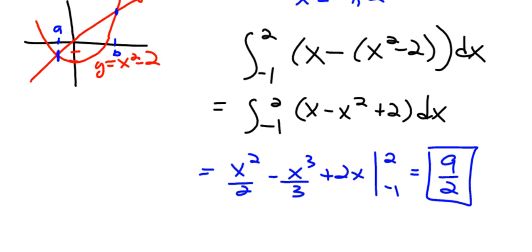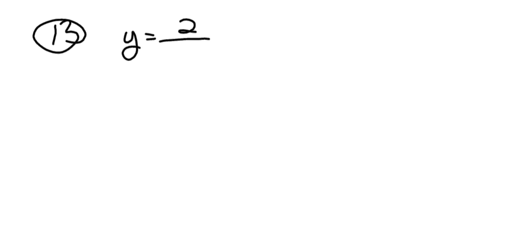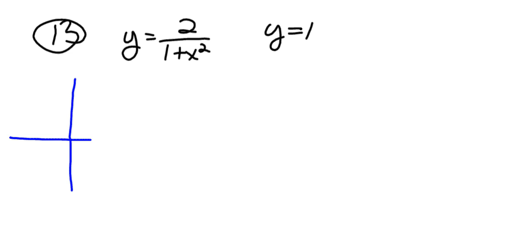So I'm going to go ahead and do one more that's a little bit on the trickier side. And this one is giving us y equals 2 over 1 plus x squared and y equals 1. So definitely, this is one you're going to want to try to graph to see which is the upper function.